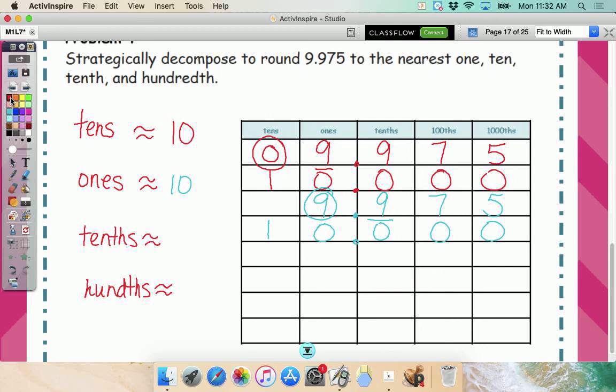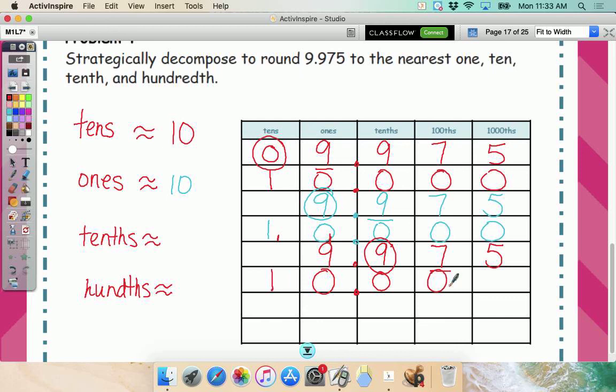Okay. Change the color of my pen. 9.975. Circling the tenths place, I'm going to hurry because we're about to run out of time. Underline the 7. So I'm going to look at the 7 to decide about the 9. Does the 9 stay the same or I add 1? Okay, watch me. Everybody watching? So this becomes a 10, but I'm going to carry the 1. 9 plus 1, 10. I'm going to carry the 1. That's cool.